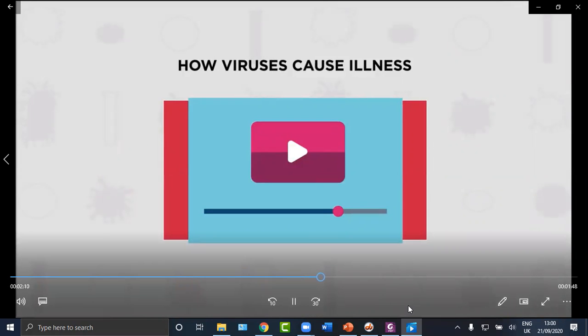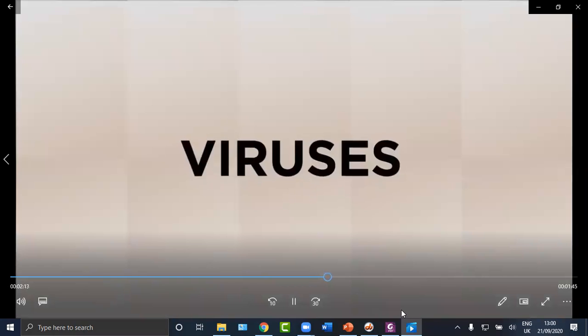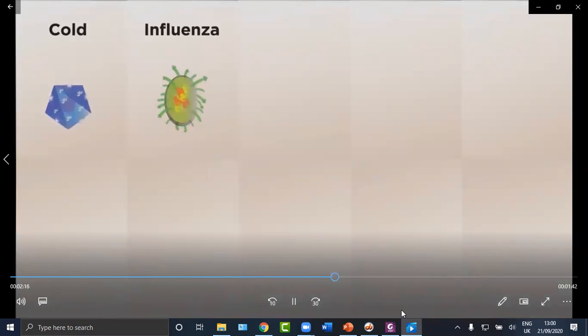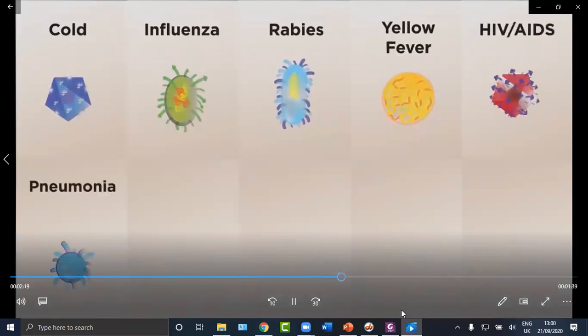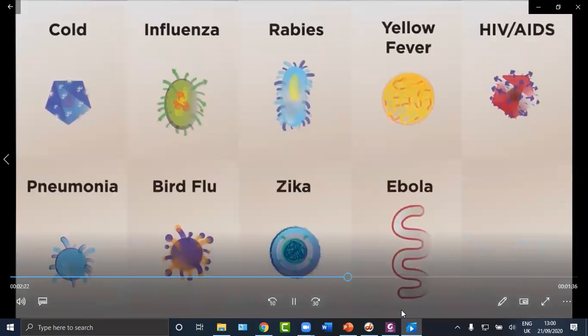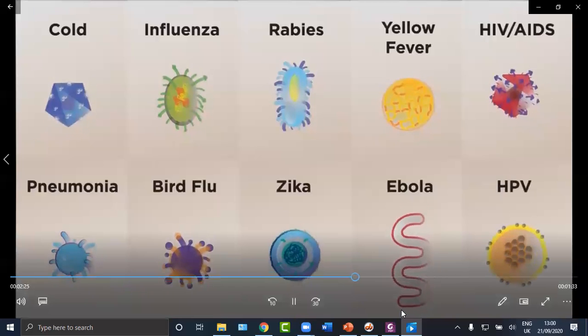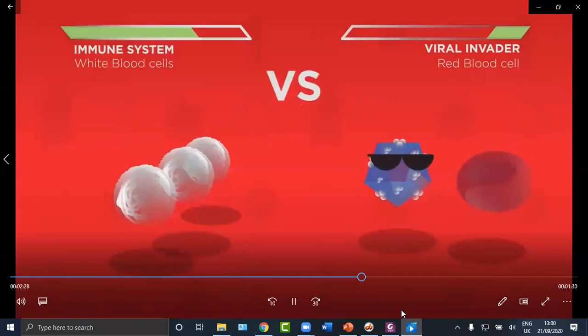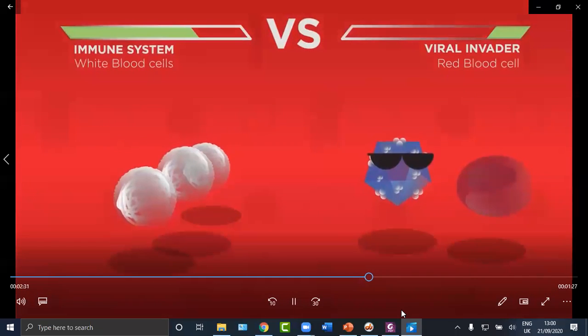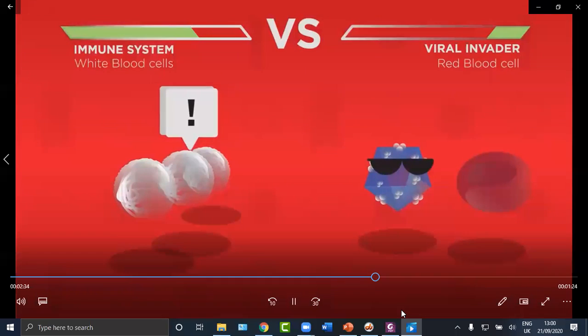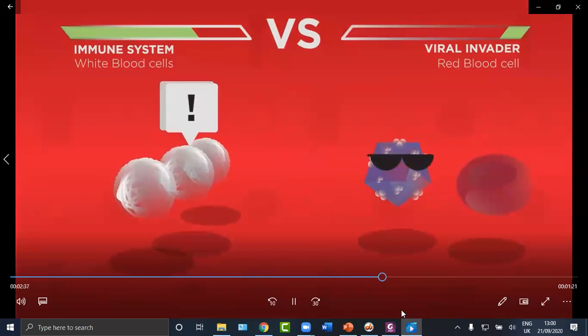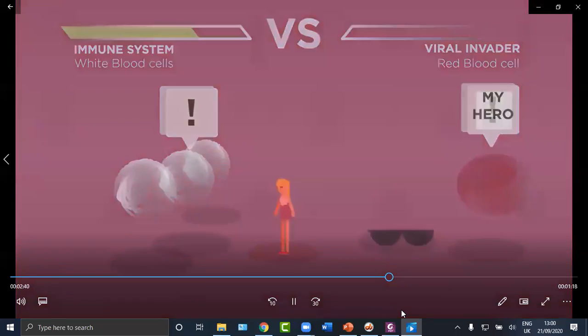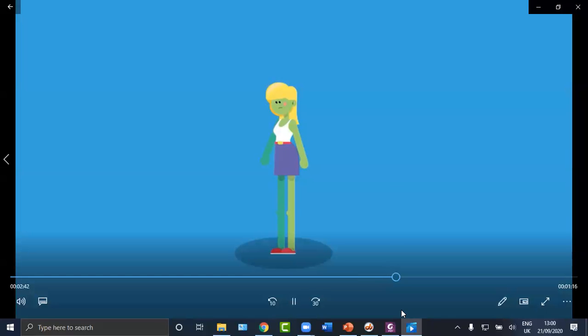Viruses cause many human diseases, including colds, influenza, rabies, yellow fever, HIV or AIDS, pneumonia, bird flu, Zika, Ebola, and the cancer-causing HPV. They are just a few examples. Fortunately, the human immune system is very good at dealing with viral invaders. Sometimes our immune system will recognize a virus as an intruder and will destroy the virus before it gains entry into a cell. Even after infection begins, our immune system destroys the virus and the person recovers. Sometimes the immune system cannot destroy the virus fast enough, and the virus can cause permanent damage or death.